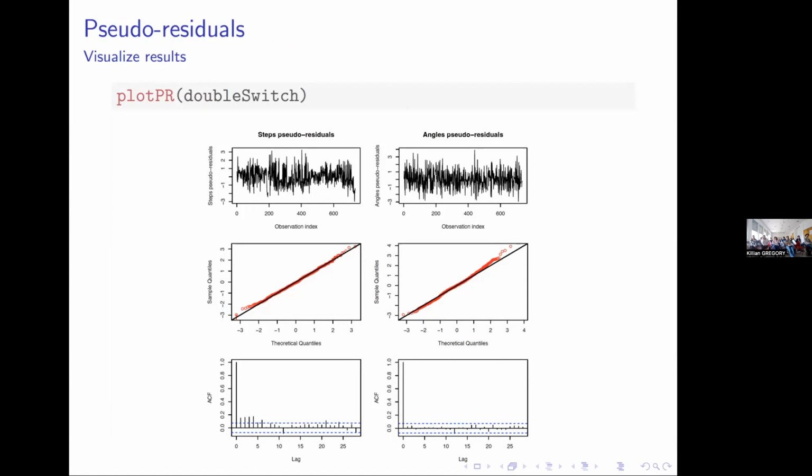And here we see that the fit's not too bad. We hope that these residuals lie right along that line here. So we have a little lack of fit up here, and there's maybe a little bit of extra autocorrelation in our residuals here, but overall, that's not a terrible fit. So it's just a handy function for helping you assess how well your model fits the data.